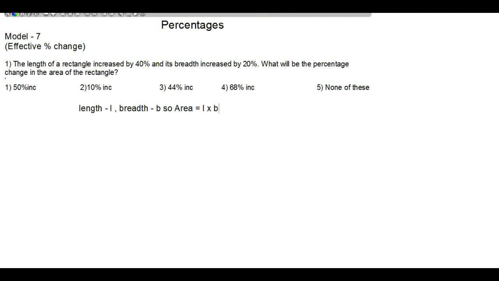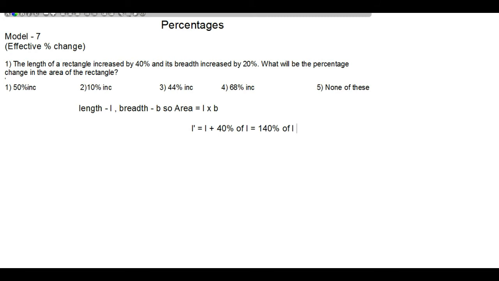Now as given in the question, length has increased by 40%. So the new length, let us take it as L dash, will be equal to original length plus 40% of original length. Why? Because it has increased by 40%. So this will be equal to 140% of L. Why? Because L is nothing but 100% of L plus 40% of L.